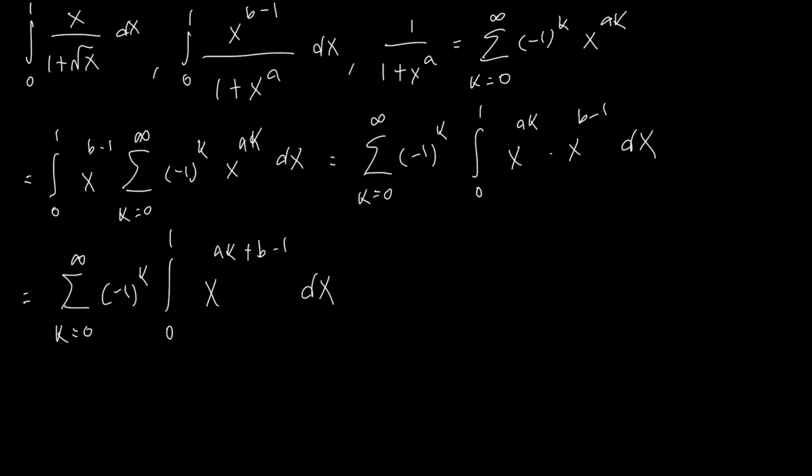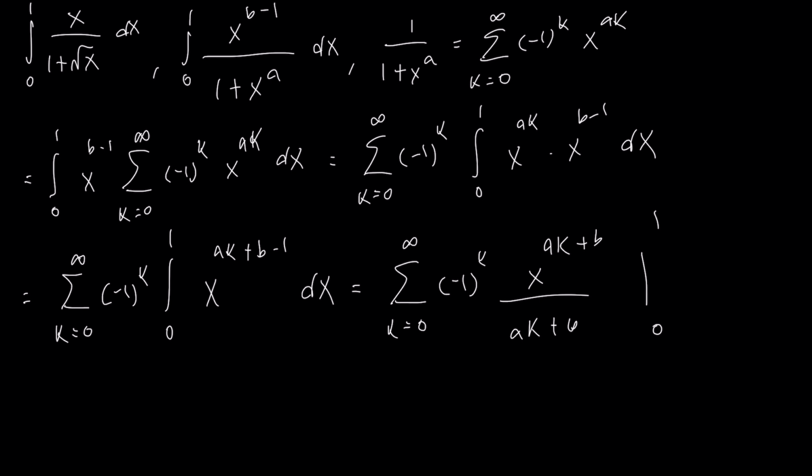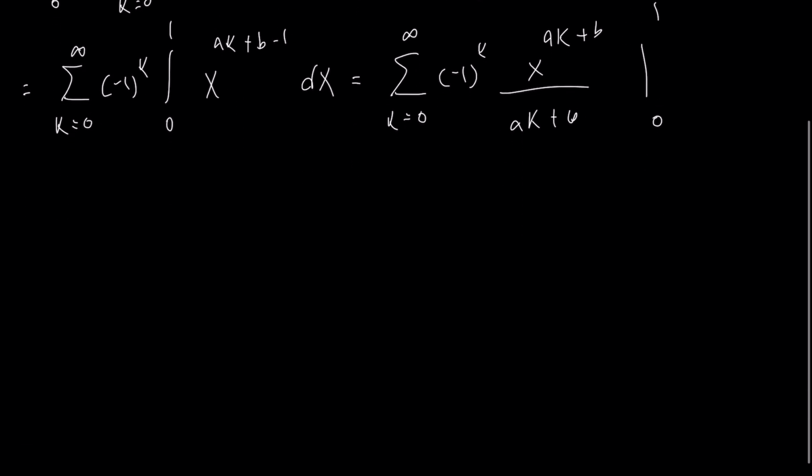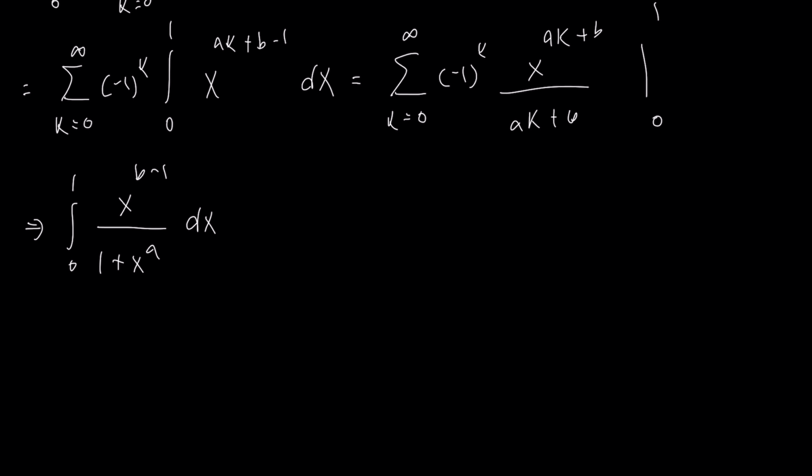And then integrating this and evaluating it from 0 to 1, we will end up having the sum from 0 to infinity of negative 1 to the k, and then x to the ak plus b over ak plus b from 0 to 1. So now we have that the integral from 0 to 1 of x to the b minus 1 over 1 plus x to the a dx will end up being the sum from 0 to infinity of negative 1 to the k over ak plus b.